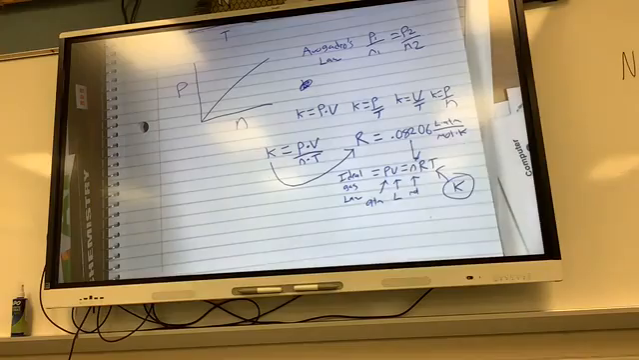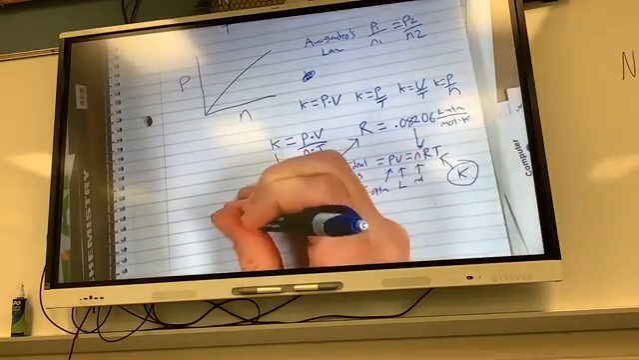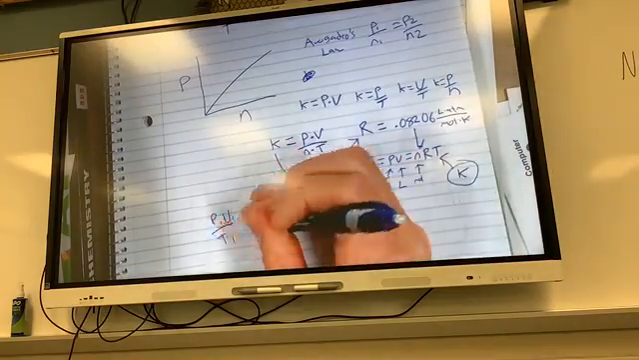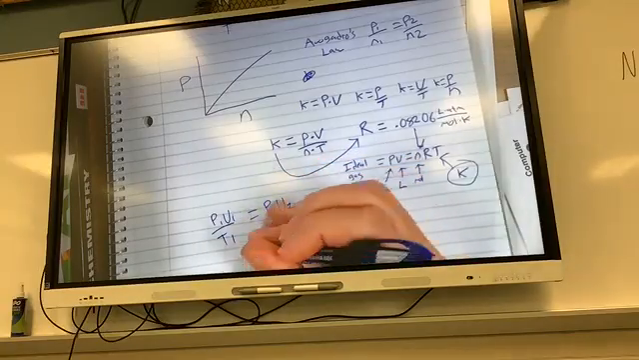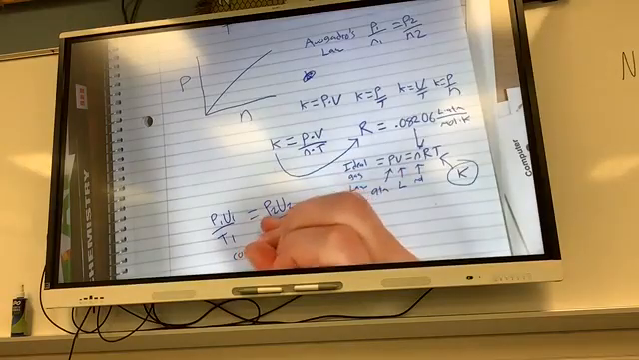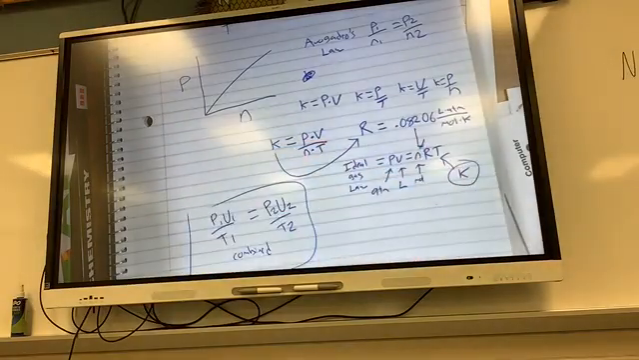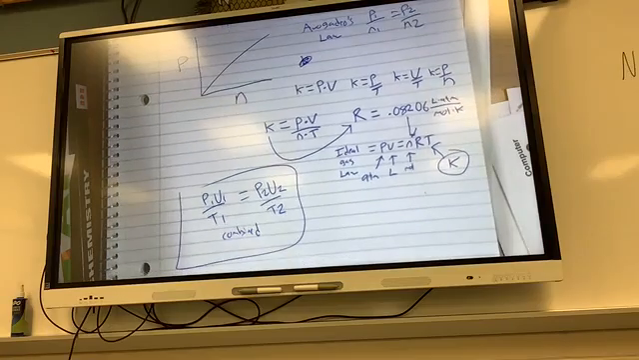No. There's one other law you may see. P1 V1 over T1 equals P2 V2 over T2. This is called the combined gas law. That is all three of them not accounting for number of moles. Cool? Sweet.